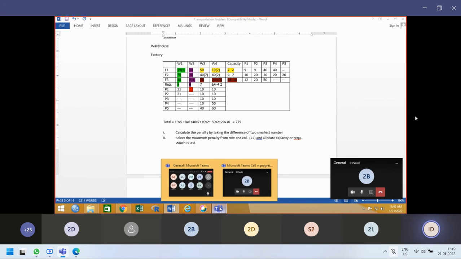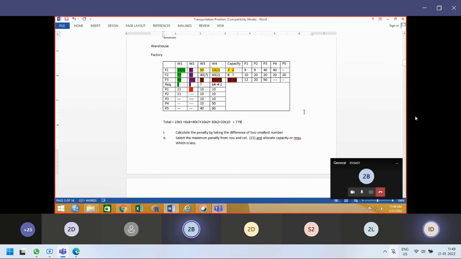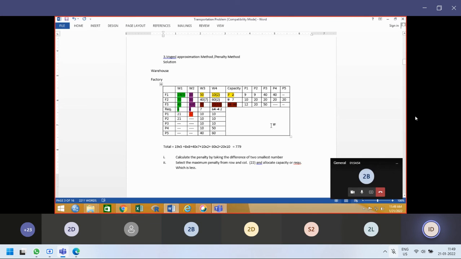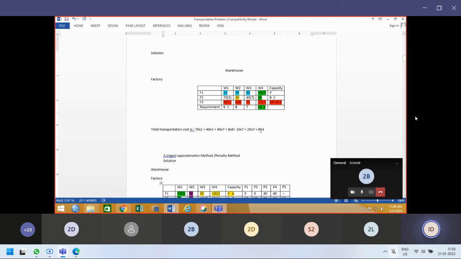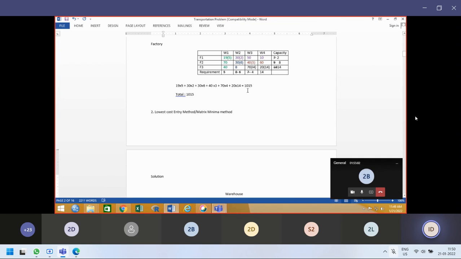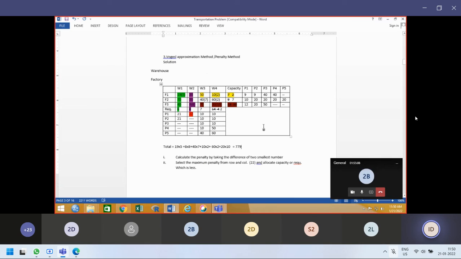Any other answer, or do all agree with this? Yes, sir, 7 is correct. Now within a second we'll compare the answers. The last method is 779, the second last method is 814, and the first method was 1015. Which is the lowest transportation cost? The last method.